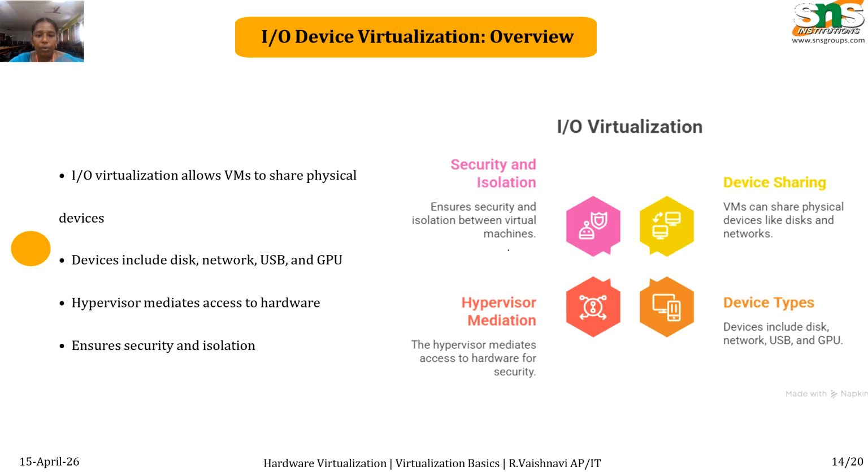And then input output device virtualization. Here it allows the virtual machines to share the physical devices. Devices include the disk, network, USB, and the GPU. The hypervisor mediates access to the hardware. It ensures the security and isolation.